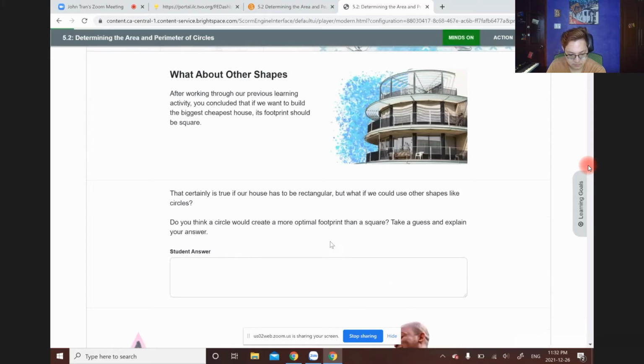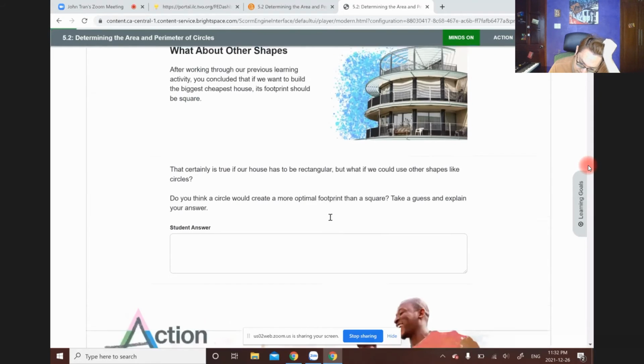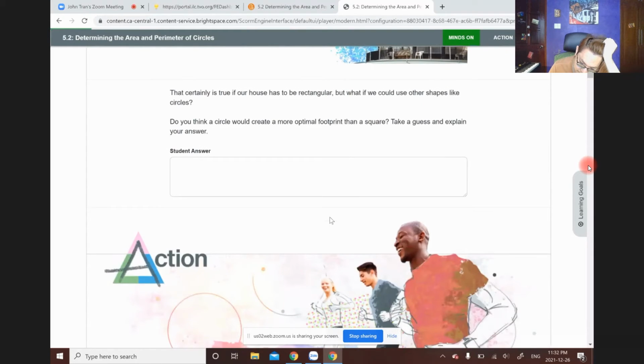Using a circle will create a more optimal footprint than a square. Take a guess and explain your answer. Circle.